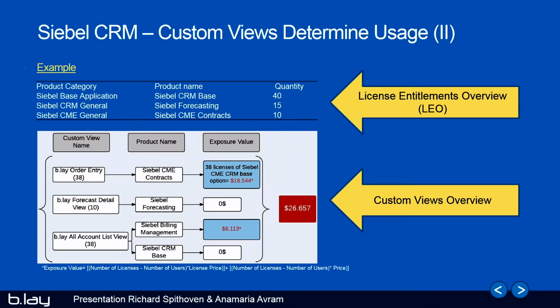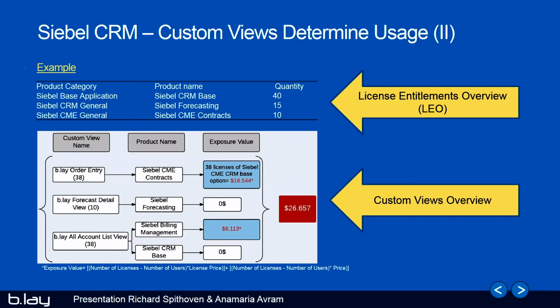The second view was mapped to Siebel forecasting, and it's okay. There is no cost associated to this mapping. The third one, though, B.lay all account list view. This view can belong either to Siebel billing management or Siebel CRM base. Siebel CRM base is licensed. We have 40 licenses for this product. But for Siebel billing management, we don't have. Thus, the customer will have to pay around $8,000 because the mapping was done in this way.